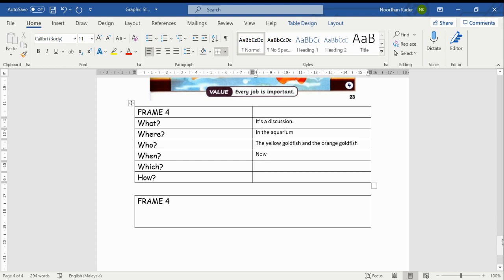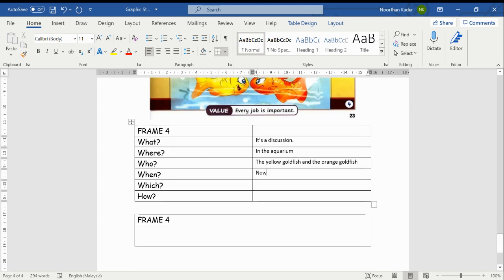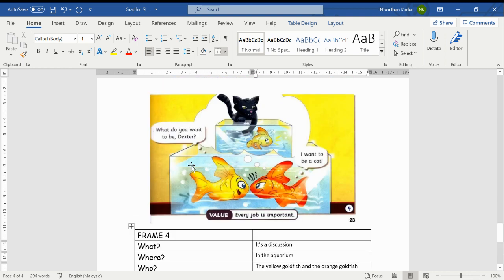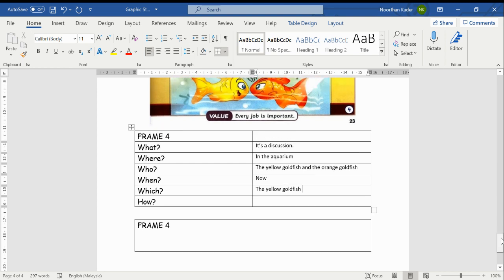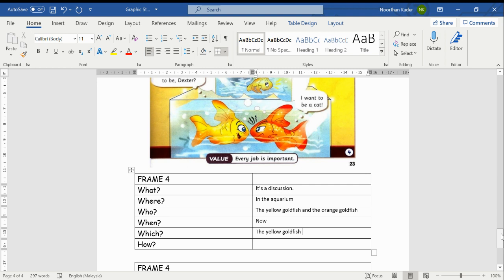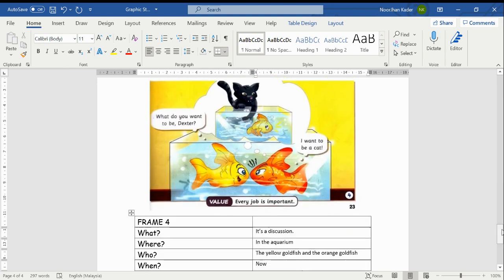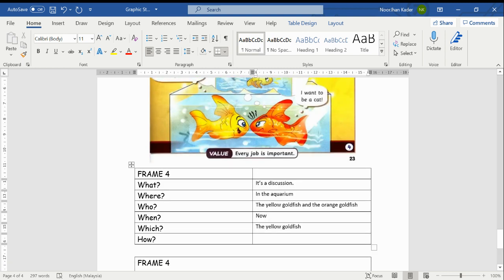Now, which? Which means, which goldfish asks the other goldfish, and which goldfish answers? So you just write here, which goldfish? The yellow goldfish. Oh, no. Wait, it's a discussion in the aquarium. Who? The yellow goldfish and the orange goldfish. When? There's no when. Which? So which occupation?